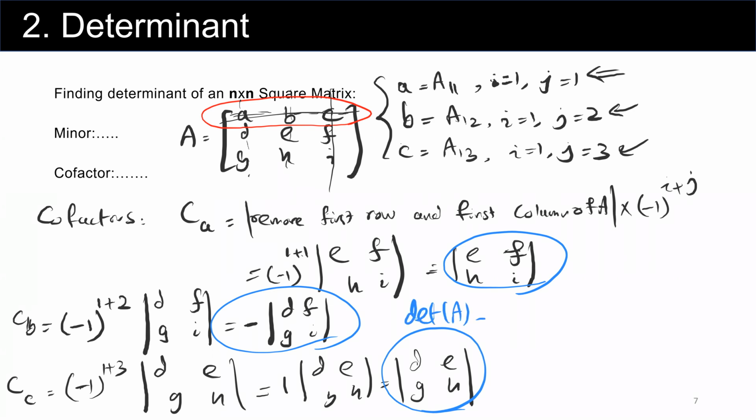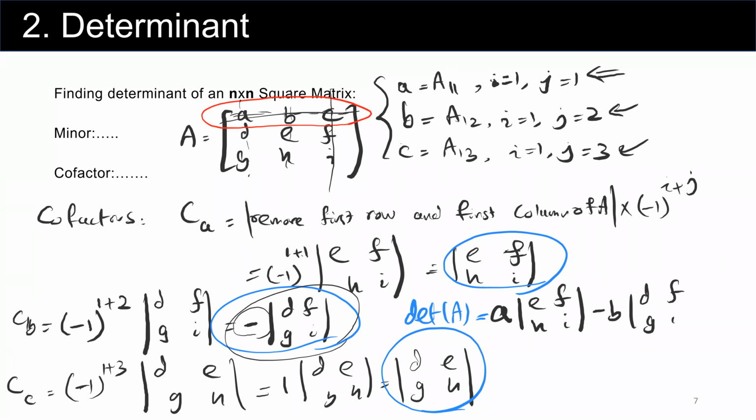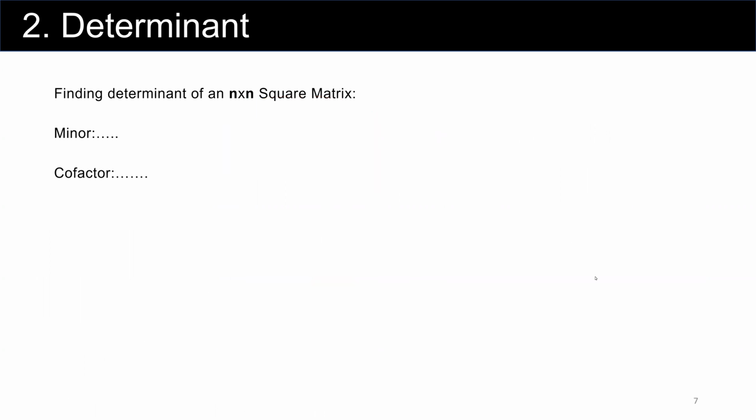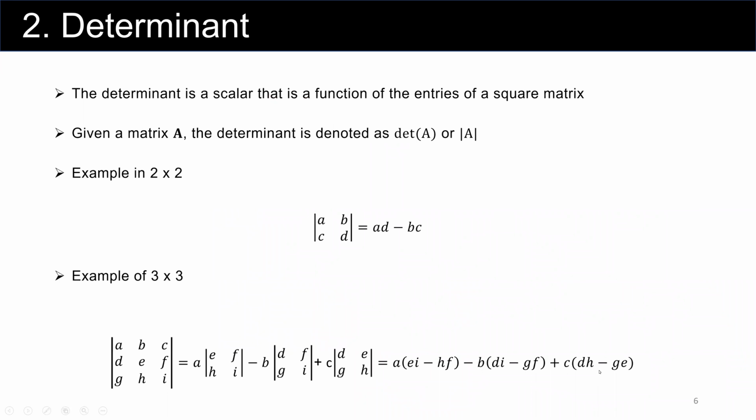Determinant of matrix A is equal to the first element, A, multiplied by its cofactor, E, F, H, I, plus B multiplied by its cofactor. It has a negative one here, so minus B, D, F, G, I, plus C multiplied by its cofactor, D, E, G, H. This is exactly the definition that we had in the previous slides for determinant of a 3 by 3 matrix, which was right here.